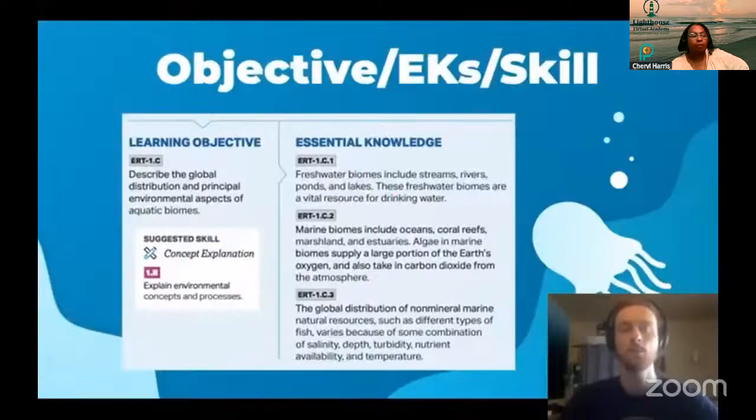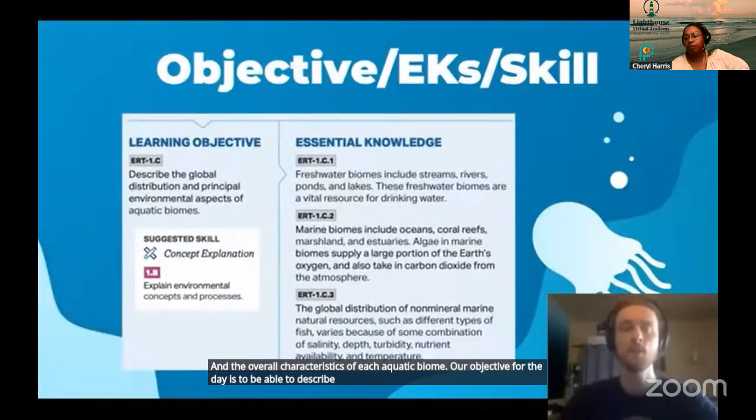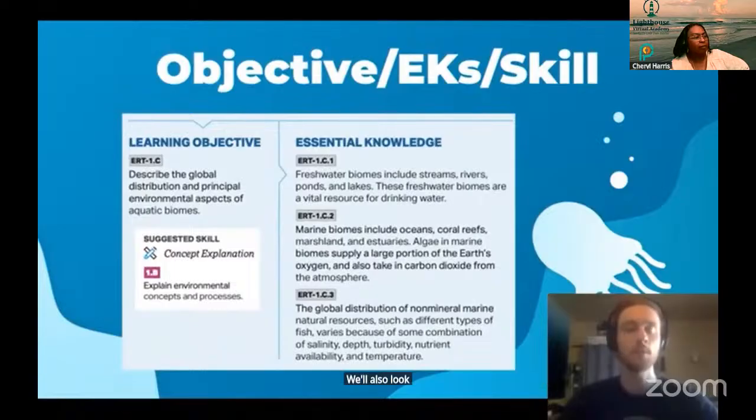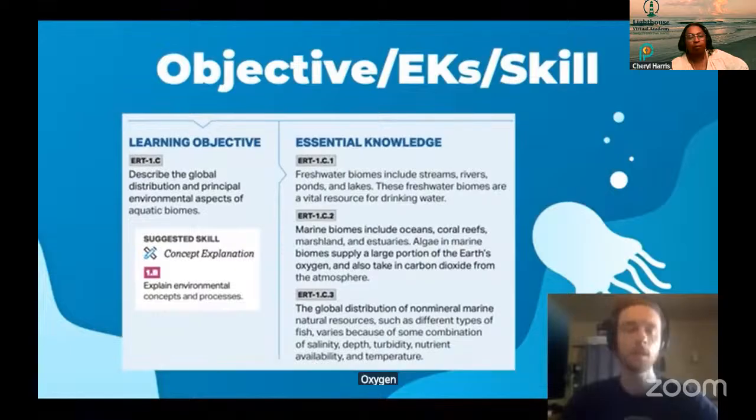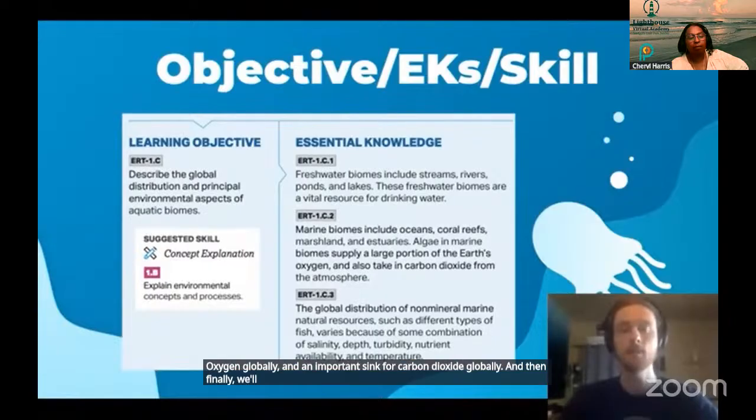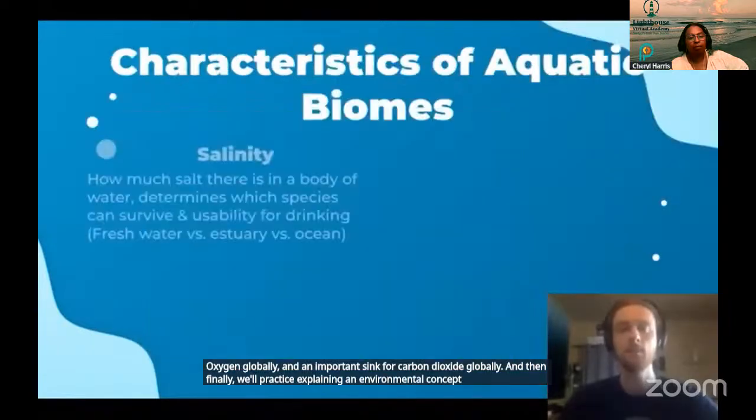Our objective for the day is to be able to describe the global distribution and environmental aspects of aquatic biomes. We'll also look at different freshwater biomes and how they're an important source of drinking water. We'll also look at different marine biomes, which means ocean-based biomes, and how they are an important supply of oxygen globally and an important sink for carbon dioxide globally. And then finally, we'll practice explaining an environmental concept and process at the end of today's video.